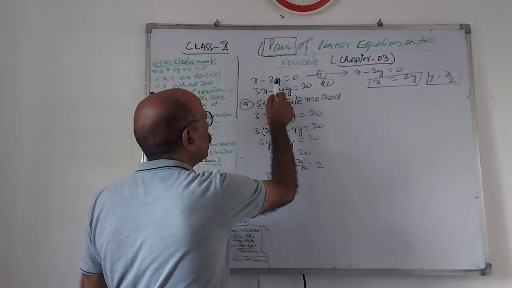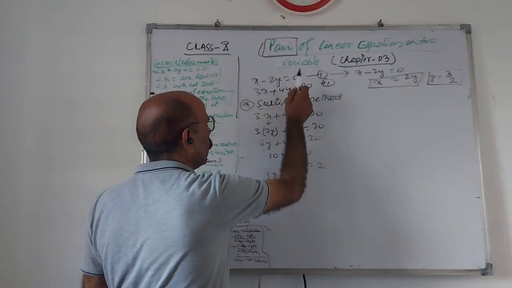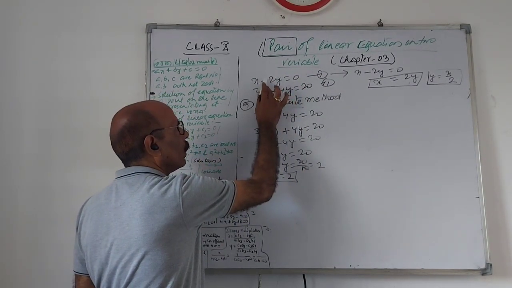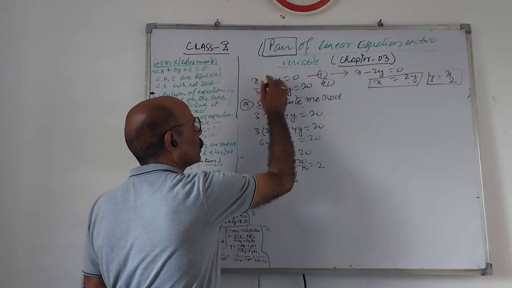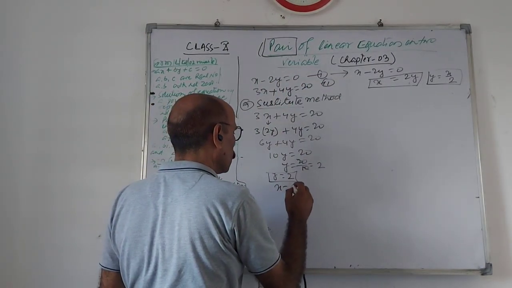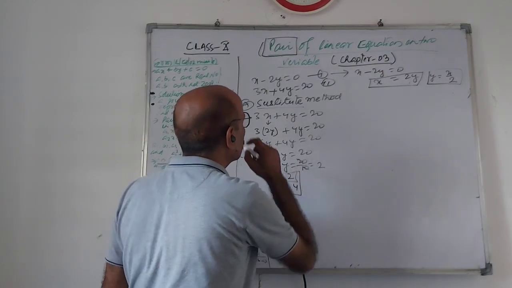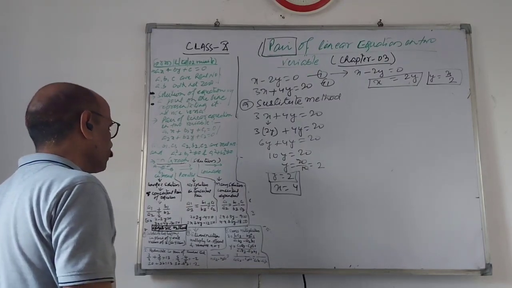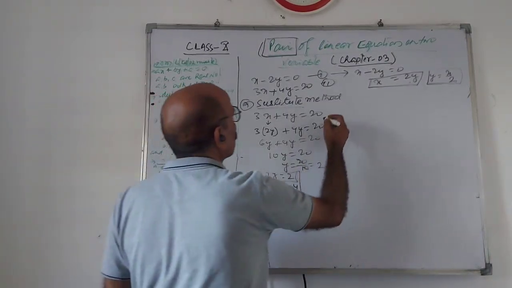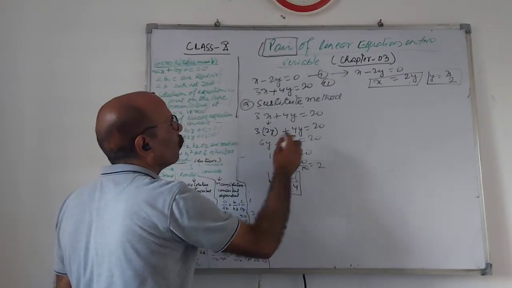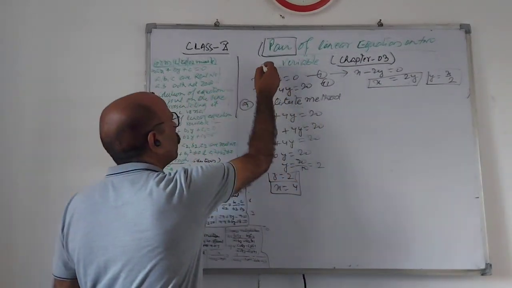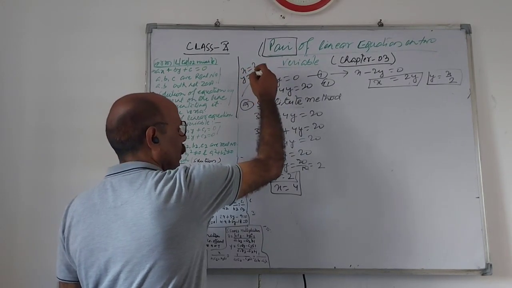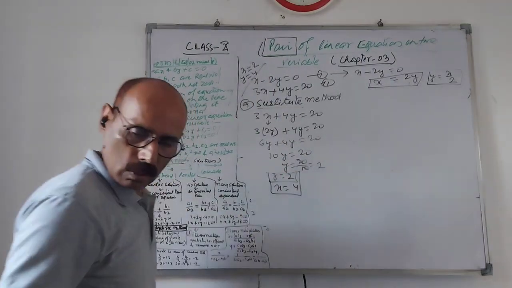So in either equation you can put the value y is equal to 2. Suppose in the first, if y is equal to 2, then 2y is 4, and x is equal to plus 4. Like this, the method is called the substitution method. Okay? Write the answer: x is equal to 4 and y is equal to 2.